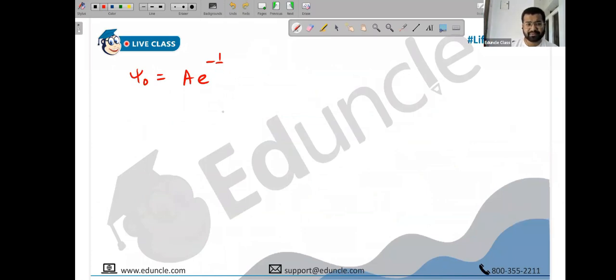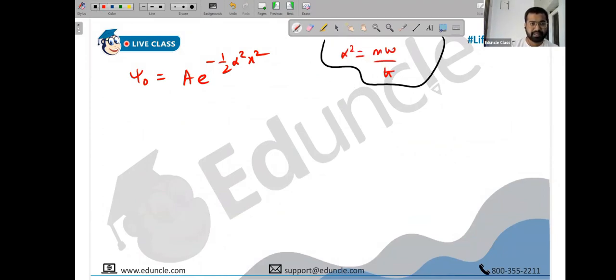I'm thinking, what should we do? Should I keep it alpha right now during the calculation? So I'll keep it alpha temporarily, and I'll just remember alpha square x square. And what was alpha square? We wrote alpha square as m omega upon h square, no? Okay. So let's start with normalization.